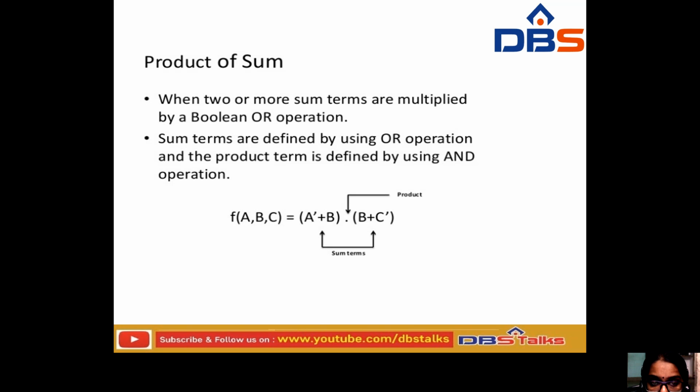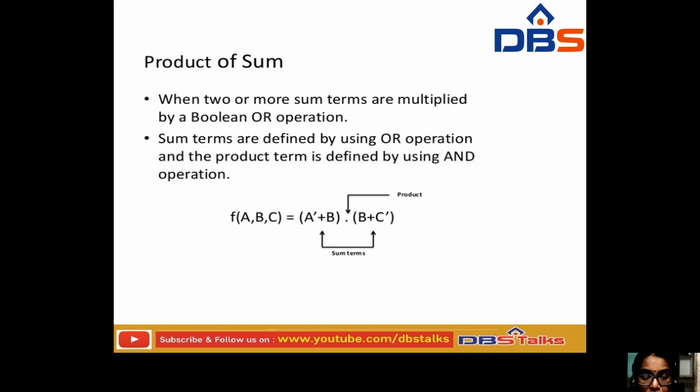Okay. See, when two or more sum terms are multiplied by a Boolean operation, the sum of the terms is defined by using the OR operation, and the product of the terms is defined by using the AND operation. Sum of the terms means what? We are going to perform the sum operation between those two expressions, and product of sums means we are going to perform the multiplication operation between these sums of the variables.